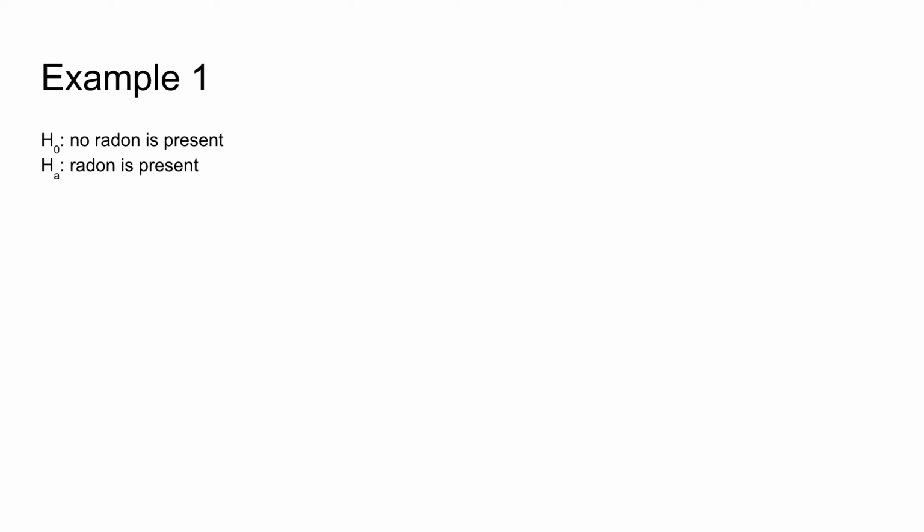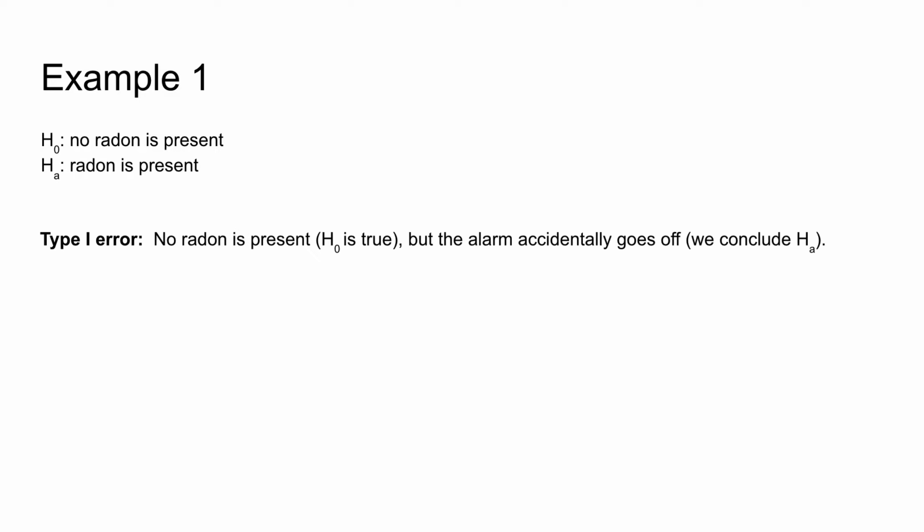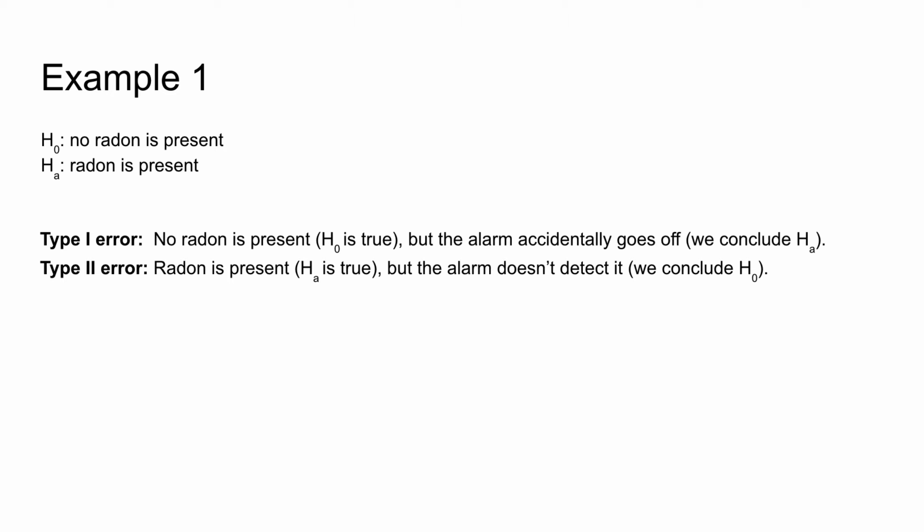Let's consider these concepts in the context of an example. Most homes and buildings have a radon detector that's consistently testing the null hypothesis that no radon is present versus the alternative that radon is present. In this context, a type 1 error, or false positive, occurs when no radon is present, but the alarm accidentally goes off. That is, the null hypothesis is true, but our data provides ample evidence in favor of the alternative. In contrast, a type 2 error, or false negative, occurs when radon is present, but the alarm doesn't go off. That is, the alternative hypothesis is true, but the data aren't able to detect it.